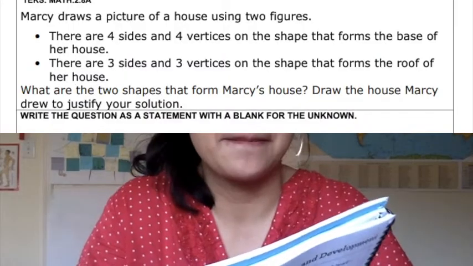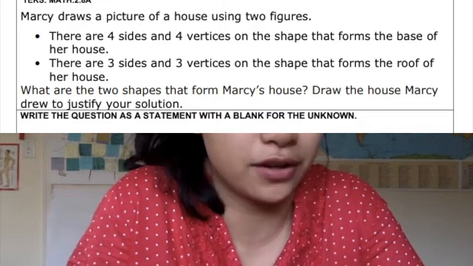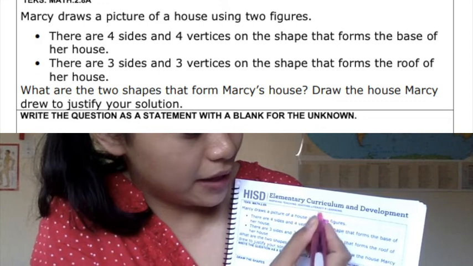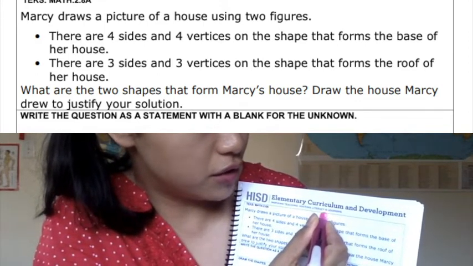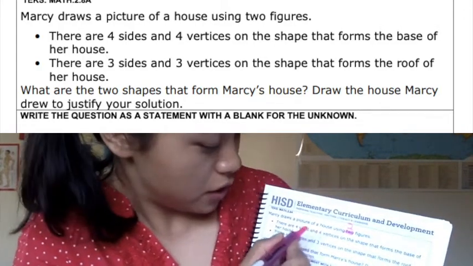Okay, let's get started. Let's read the question first. Marcy draws a picture of a house using 2 figures. What are the key words in this line? Marcy draws a picture of a house using 2 figures. Well, right. We remember that when you see the number 2, you are going to highlight it and write down an actual number 2, so we don't misread or read over it too soon. We know we're talking about 2 figures.